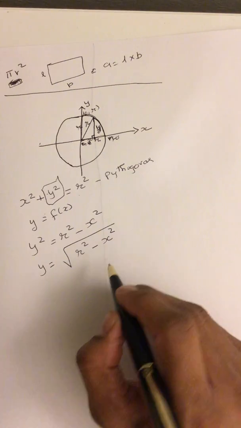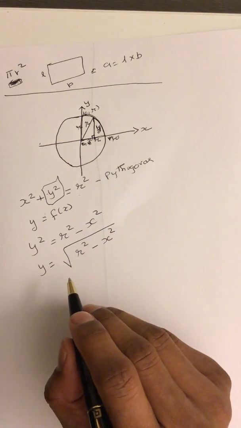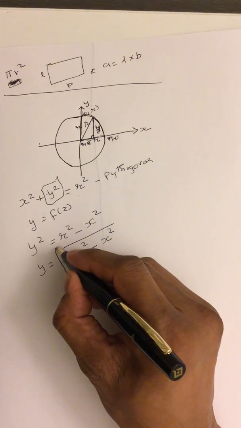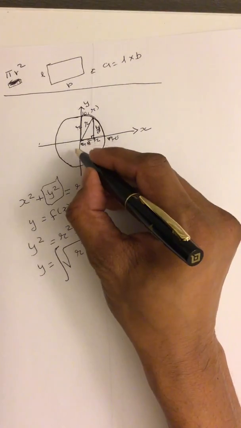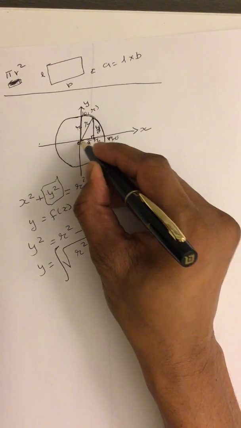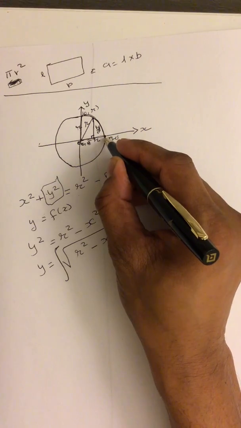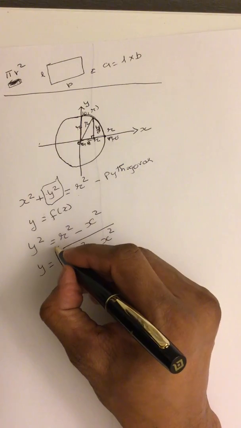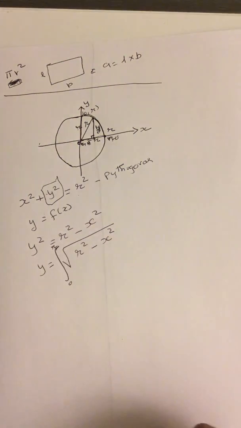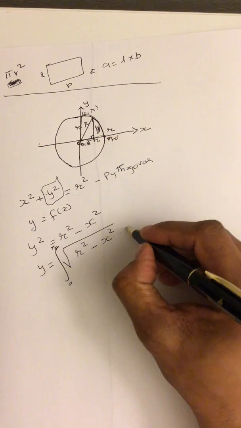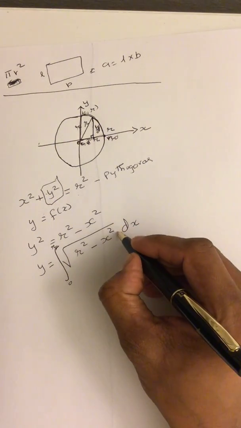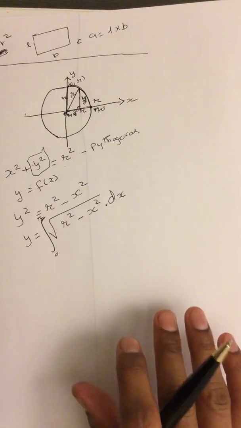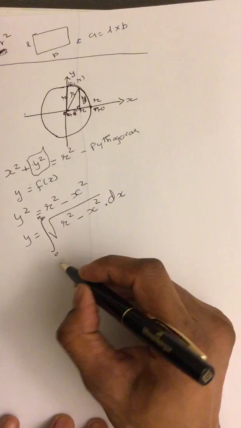Now we're going to attempt to find the area by integrating this. So all we need to do is integrate this. And what are our limits? Our limits are basically 0 from here to this distance. This is the boundary of a circle, right? Which is r. So our limits are going to be 0 and r. And obviously dx, because we are integrating with respect to x. So dx.